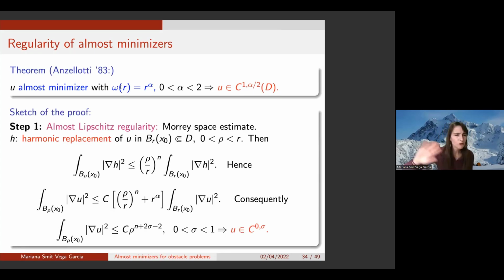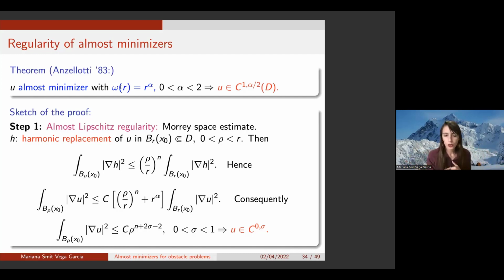So I'm just going to give a very brief overview of the sketch of the proof. First of all, you want to prove that your almost minimizers are almost Lipschitz. So you want them to be C^{0,σ} for every σ between 0 and 1. And for that, you use some Morrey space estimates. You look at your harmonic replacement in a ball, so a function that is harmonic inside, but the same boundary data. You use the fact that h itself is harmonic, so you have very nice estimates for h. Then you use the fact that u is an almost minimizer. You collect the errors that you obtain from the fact that u is not h, but they coincide on the boundary.